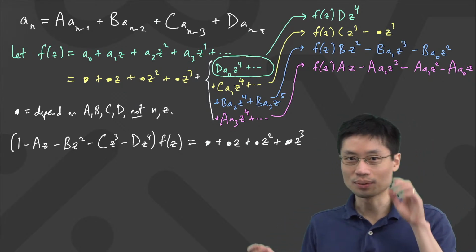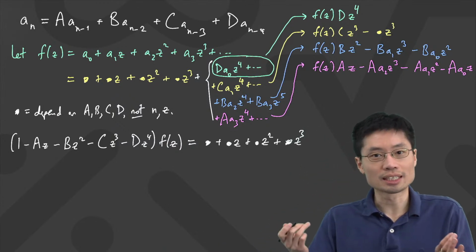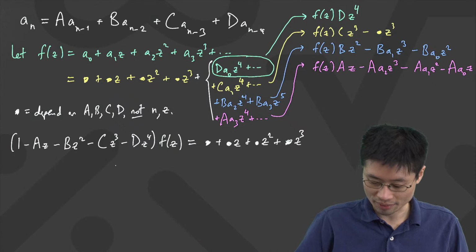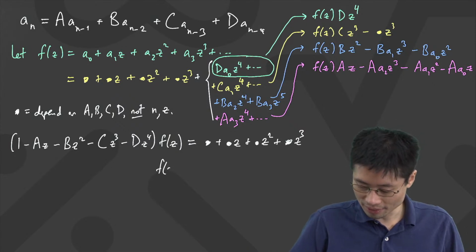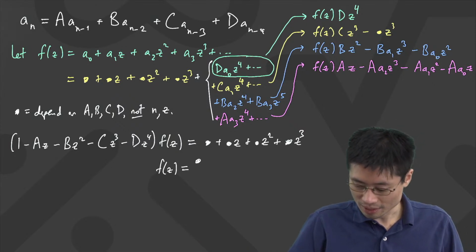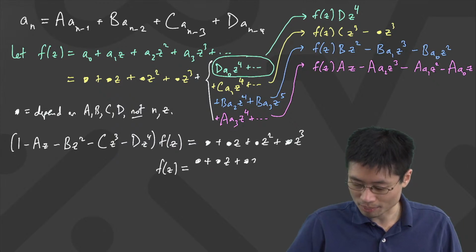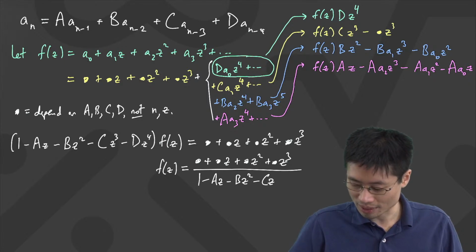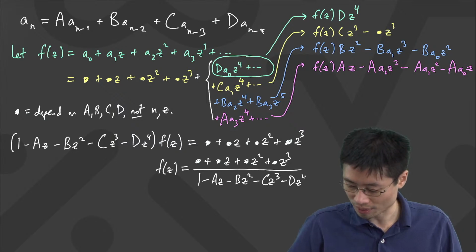Okay? So we've got this, and that means now I can write down what is f of z. Just divide through by the thing I'm multiplying f of z by, and I get that f of z is equal to some polynomial, blob plus blob z plus blob z squared plus blob z cubed, over 1 minus capital A z minus capital B z squared minus capital C z cubed minus capital D z to the 4th.